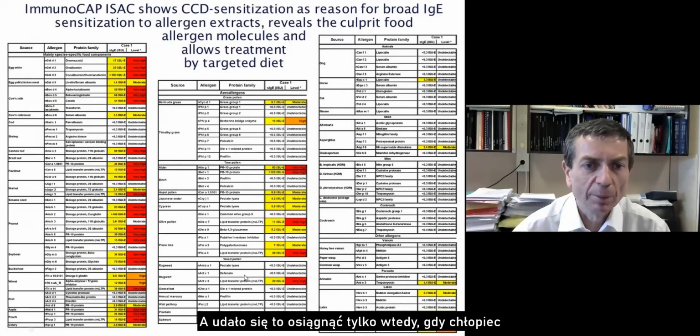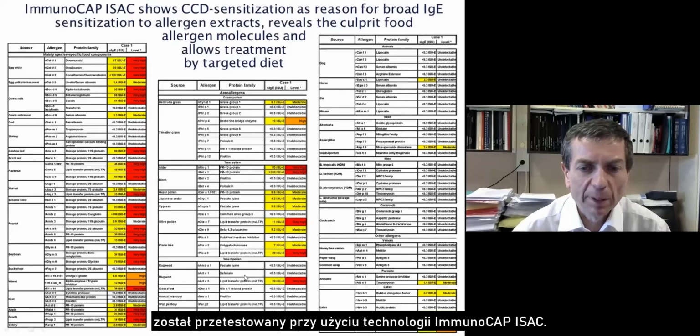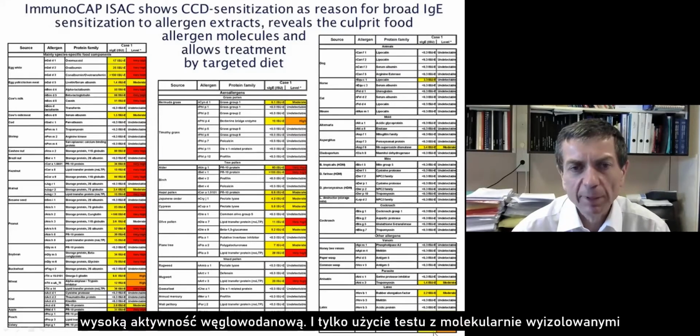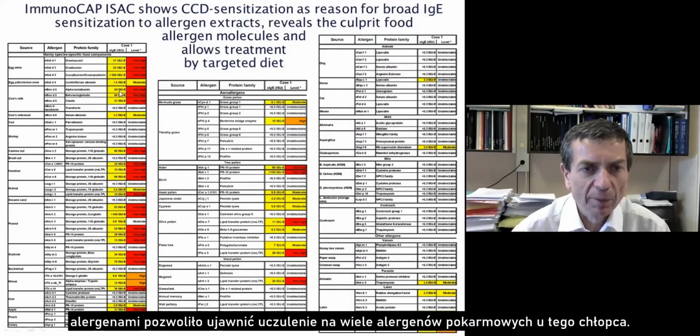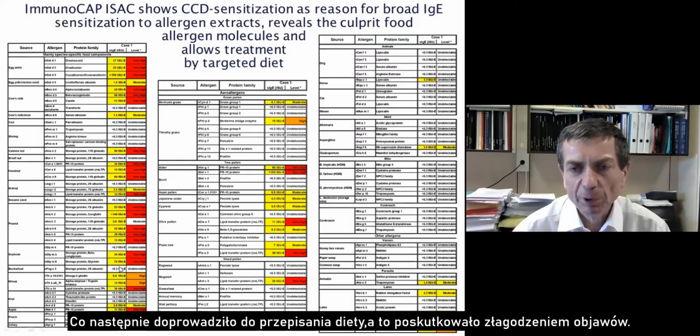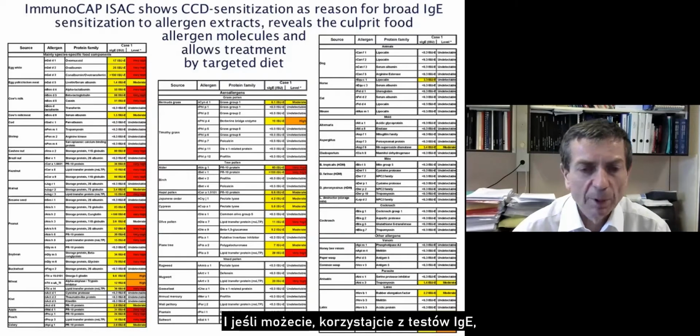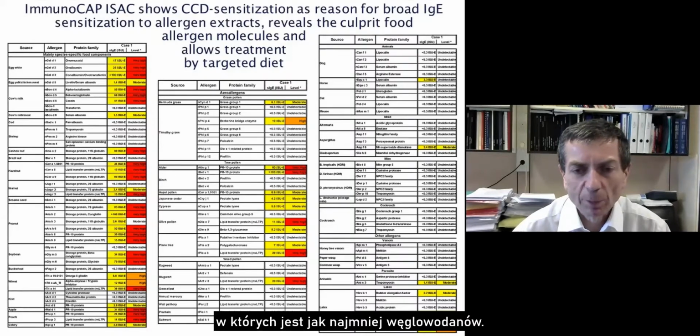And this was only obtained when the boy was tested basically with the ISAC immunocap technology. And there you can see the boy has a very high carbohydrate reactivity, and only the testing with the non-glycosylated allergens then reveals the sensitizations to the many food allergens in this boy that then led to the prescription of a diet that led to relief of the symptoms. So be aware of this, and if you can, please use IgE test systems where there is as little as possible carbohydrates in it.